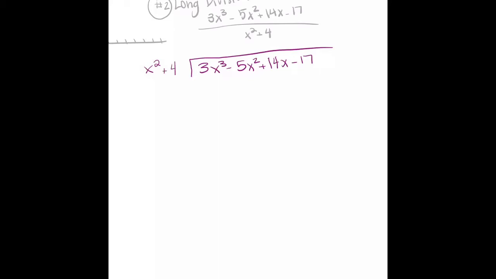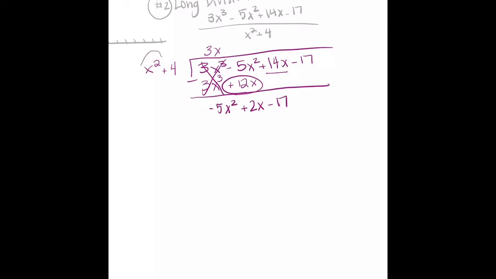Okay, so what times x squared gives me 3x cubed? Well, it's going to be 3x. 3x times x squared gives me 3x cubed. 3x times 4 gives me 12x. Subtract, these cancel out. I'm left with negative 5x squared. And I have 14x, and I'm subtracting 12x, so I have 2x minus 17.